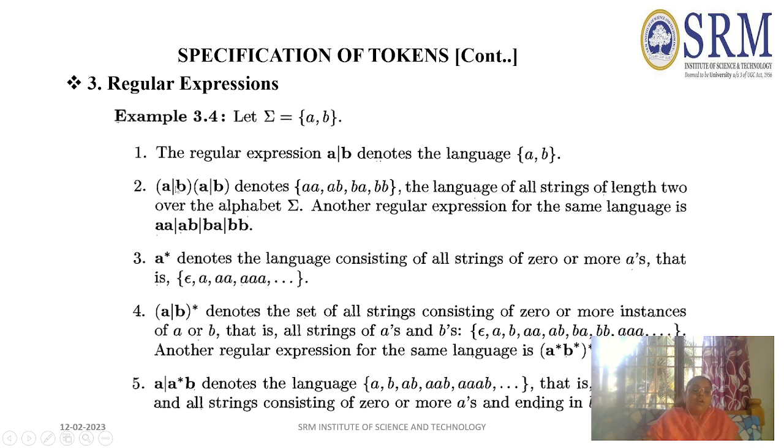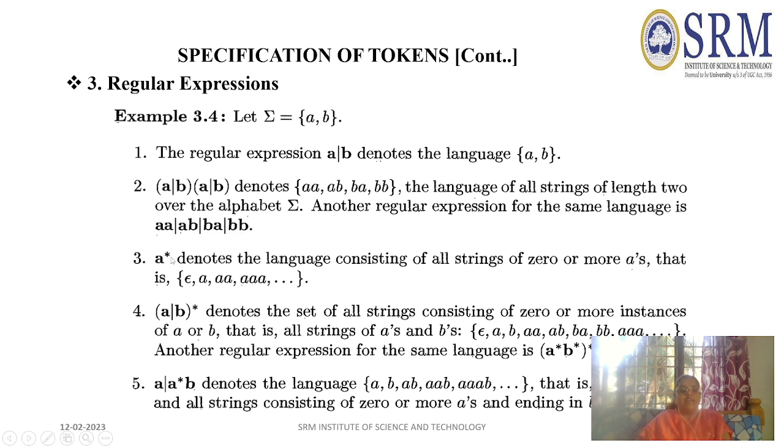This is not the star operation, sorry. So from here this A may take this A, so AA, and then A followed by B, AB. Similarly BA, and then BB. So it is all strings of length two over the alphabet. Another regular expression for the same language is AA, AB, BA, BB. From this you have derived it.